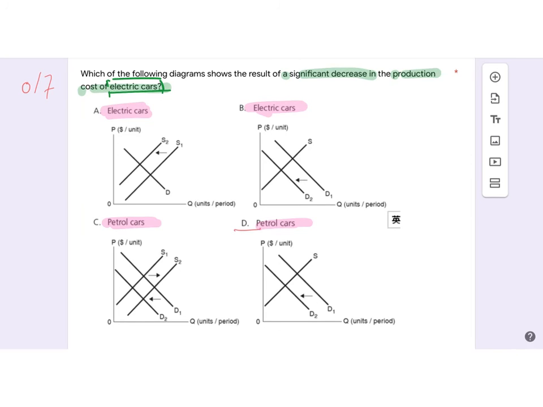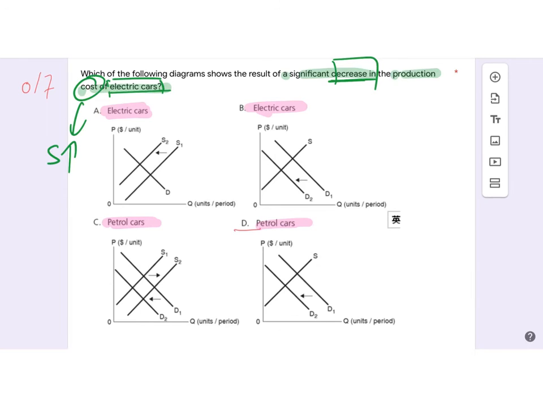This is about electric cars, the cost of electric cars. So we think about the effects on electric cars first. The cost, the seller cares about it, so it affects the supply. Cost decreases, so supply will increase because the seller can make more profit. They will feel happy to make more. Then electric car supply increases. That's all for the electric cars.